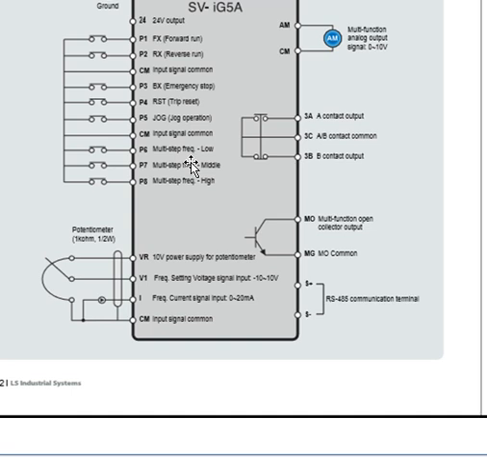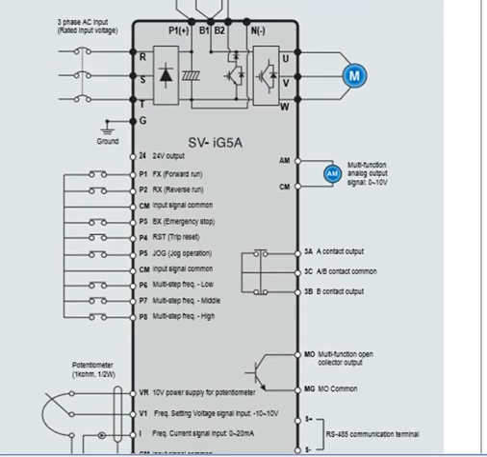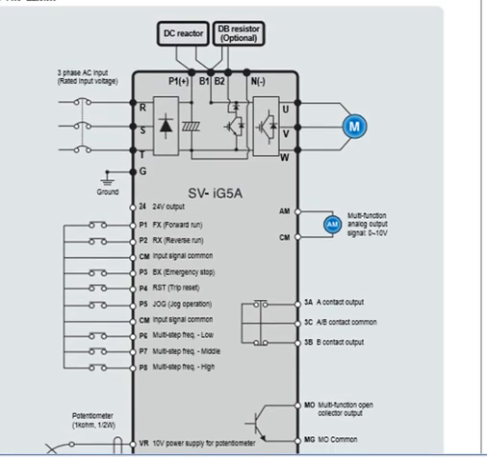And P6, 7, 8 can be used for the speed commands. And next we have the 1G terminal, which will be connected to the main earth terminal.